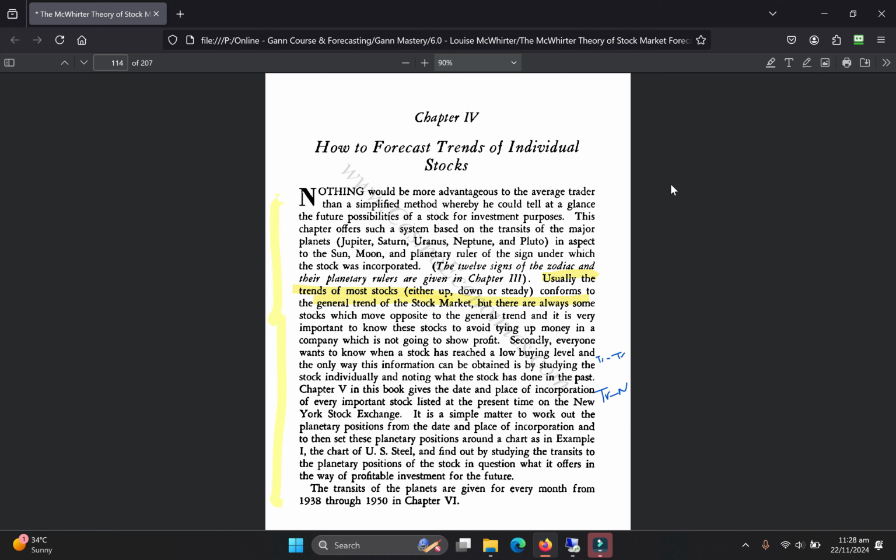Usually the trends of stocks, either up, down, or steady, conform to the general trend of the stock market. But there are always some stocks which move opposite to the general trend, and it is very important to know these stocks to avoid tying up money in a company which is not going to show a profit. Secondly, everyone wants to know when the stock has reached a low buying level, and the only way this information can be attained is by studying the stock individually and noting what the stock has done in the past.